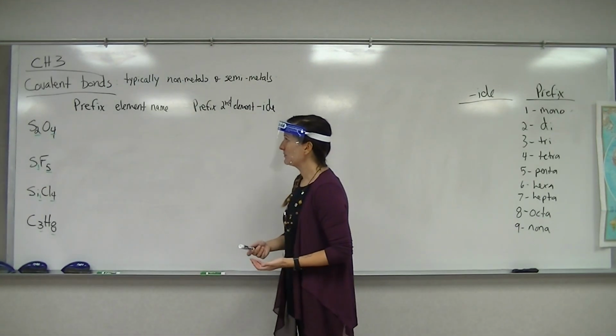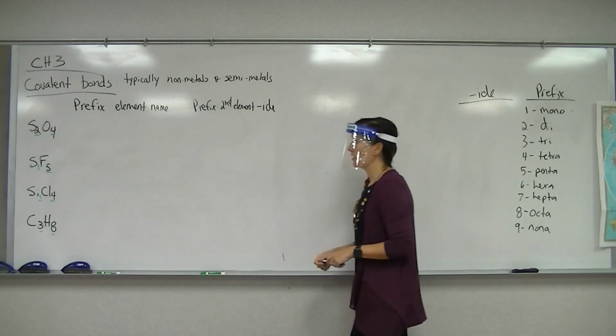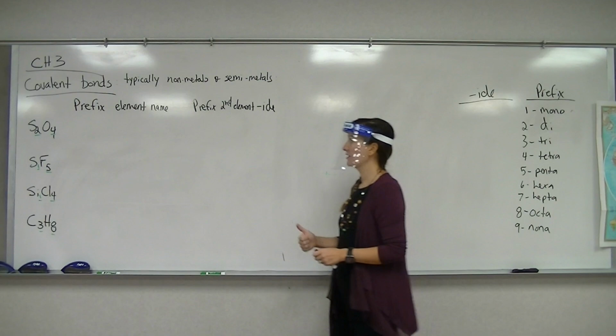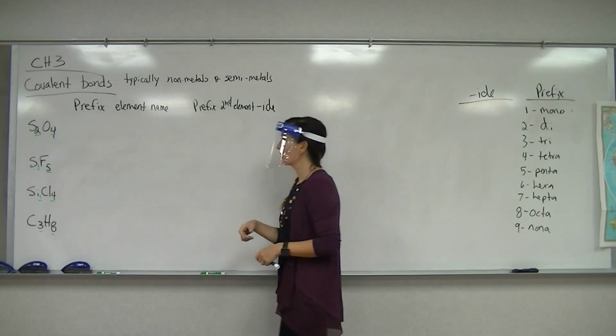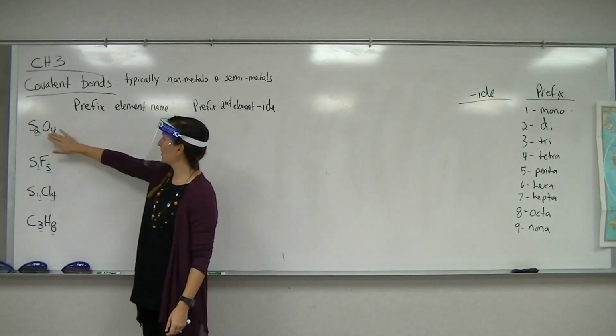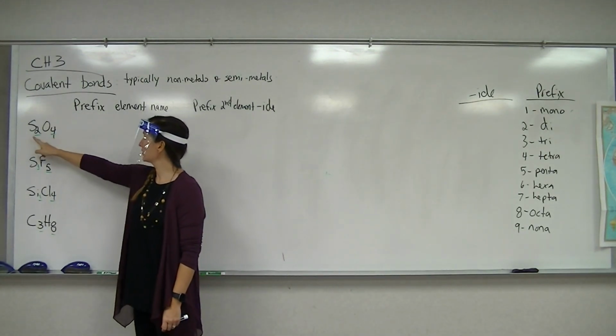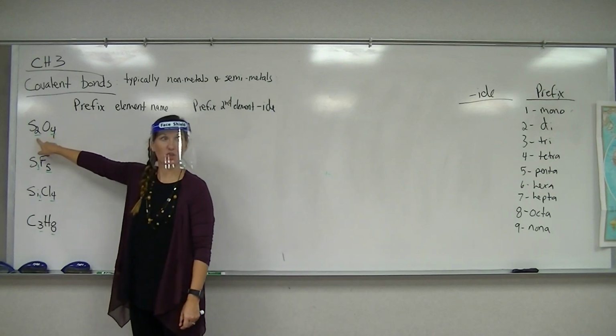So in order to name these, we need to know what elements we're looking at. That first one, we have sulfur, S, and oxygen, O. Since it's covalent, we're going to use prefixes. So let's start with the first element, sulfur. What should its prefix be? Di, because of the 2 after it.